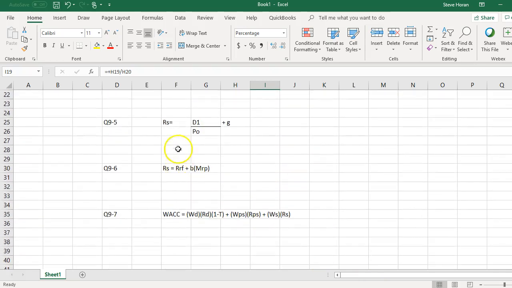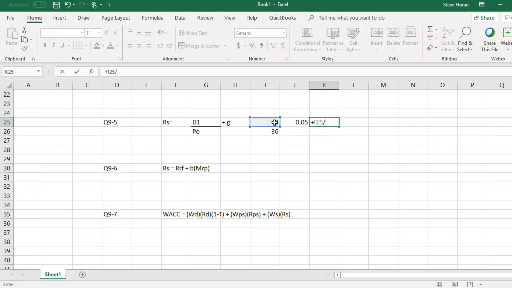Come over here. Here's my formula. That should look familiar from chapter 7. We used the exact same formula. So D1, they just said, here it is, it's $3. And they said the price today is 36, so there's no question there. And they said that the growth rate was 0.05.